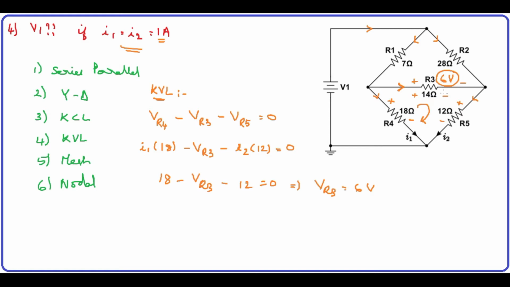Now let me know what is the current here. Let me write this current as I. I is equal to, according to Ohm's law, V by R. V is 6 and R is 14. So 6 by 14 is the current passing in this direction. Now it's very simple. What I need to do is go ahead with Kirchhoff's current law at this node.